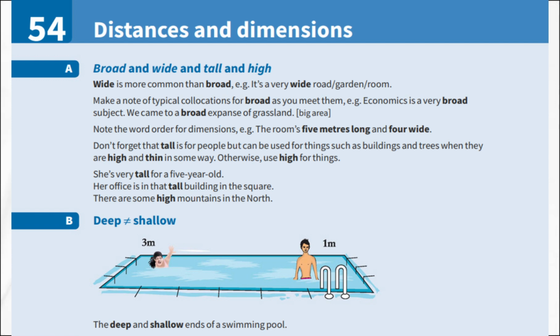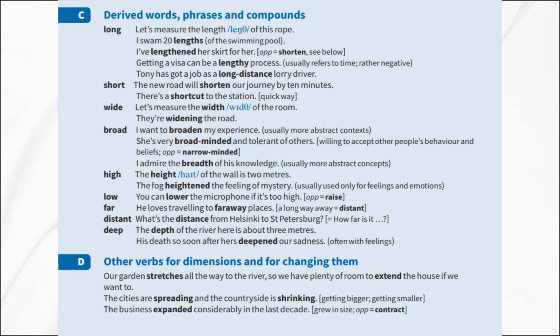Deep and shallow. Now, let us look at deep and shallow. These are opposites. For example, a swimming pool has a deep end and a shallow end. Derived words, phrases, and compounds. Now, let us look at derived words, phrases, and compounds from the basic adjectives. From long, we have the noun length. For example, let us measure the length of this rope. We also use lengths to mean the distance from one end of a swimming pool to the other. For example, I swam 20 lengths.